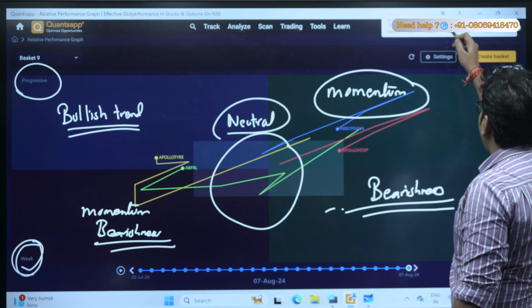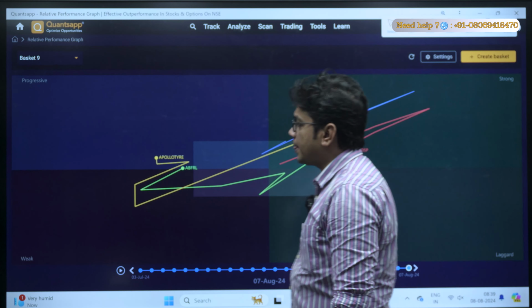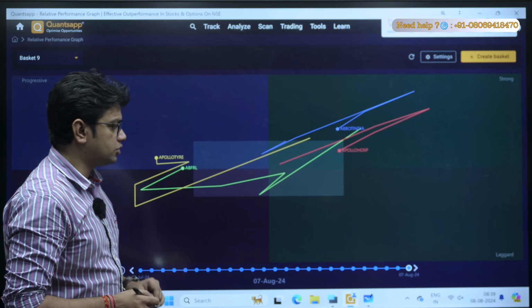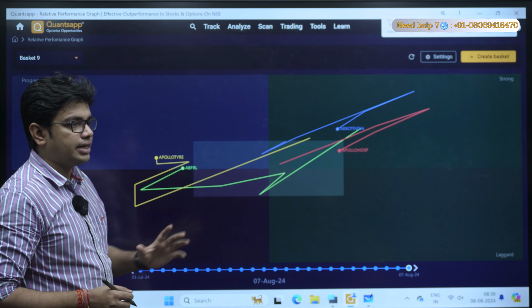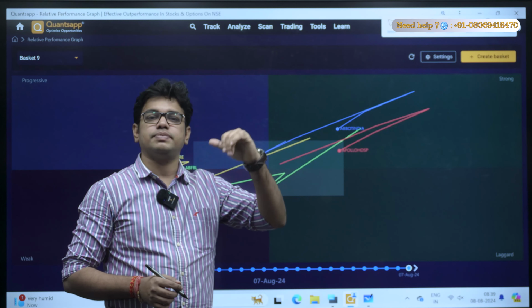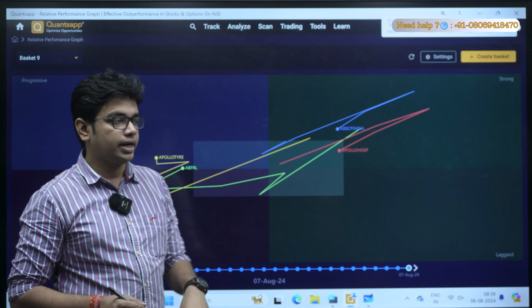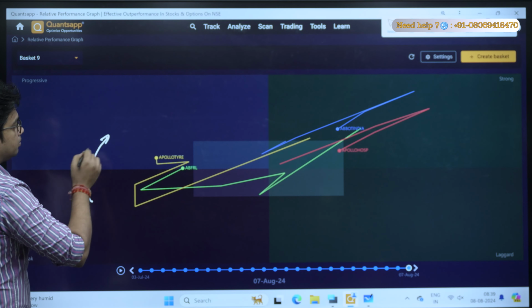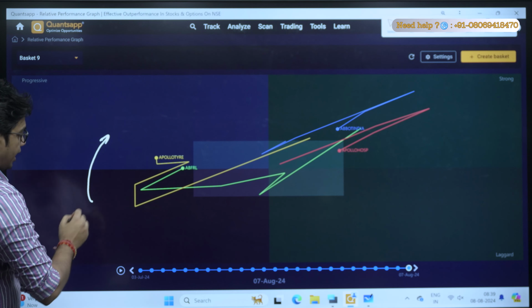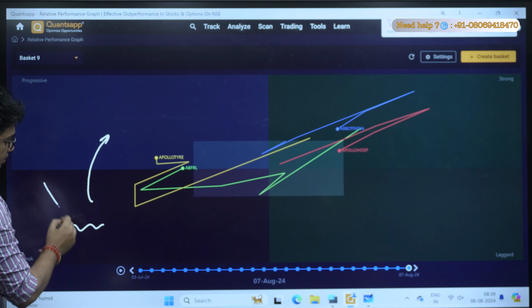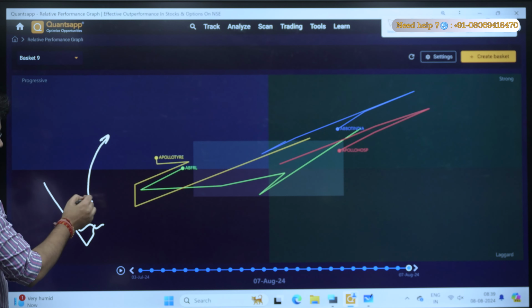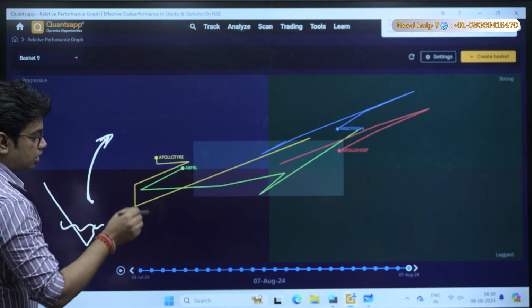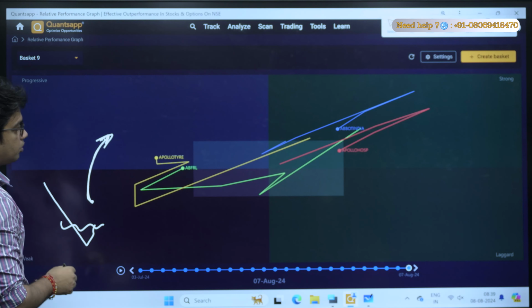Let me give an idea how to take the trade. Whenever the stock is in the weak zone, you can consider that it is moving sideways, spending a lot of time over there. Then afterwards you will see the stock come into the progressive zone. There has to be some sideways movement, or maybe a V shape like this. When stocks move from weak to progressive, only then will I consider the stock.